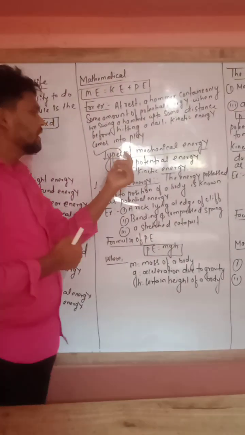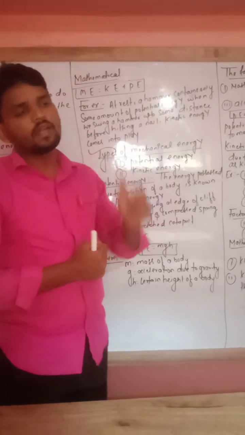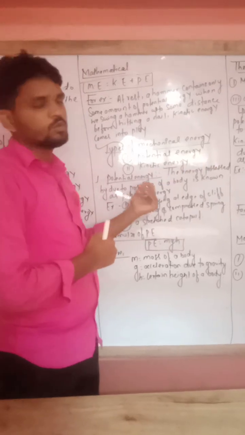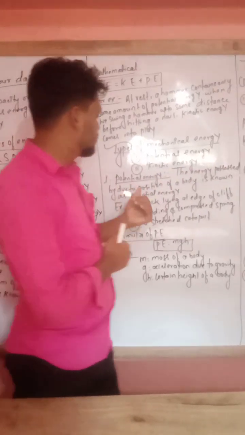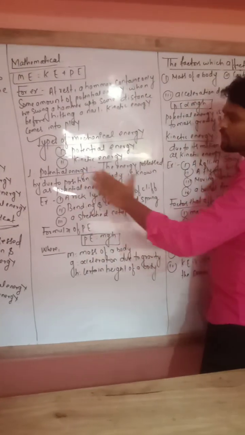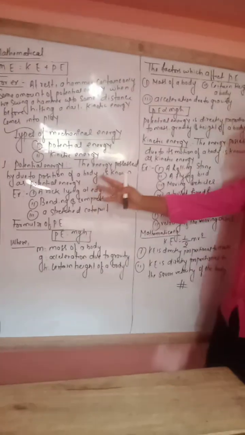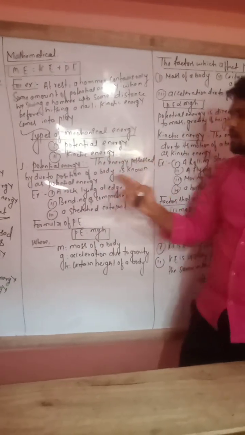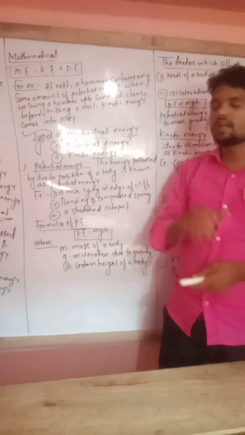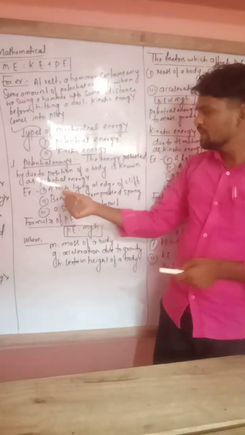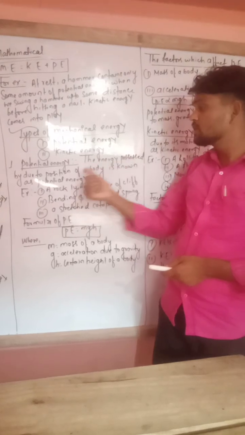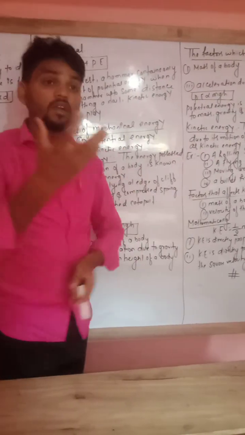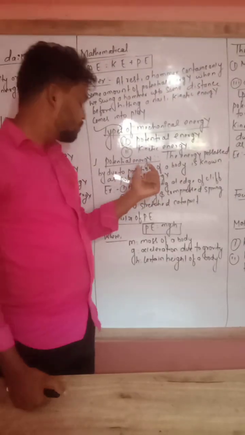There are mainly two types of mechanical energy. One is potential energy and the next one is kinetic energy. Now we are going to show you potential energy. Potential energy means the energy possessed due to the position of a body. Position means the body at rest condition. That is known as potential energy.